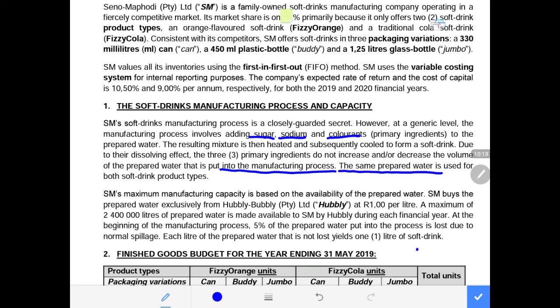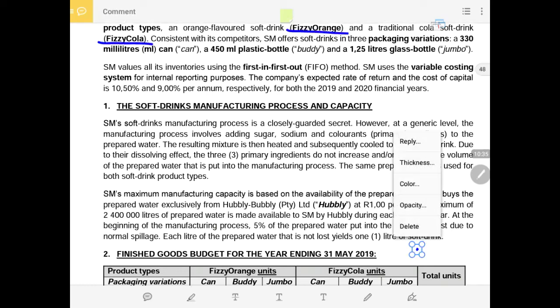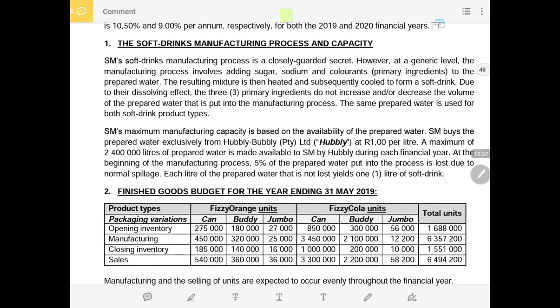The same prepared water is used for both soft drink product types. That means we buy only one type of water that is used for the three product variations under each of the product types, which are the Fizzy Orange and the Fizzy Cola. All of them use the same type of water. Very lovely also to hear that.